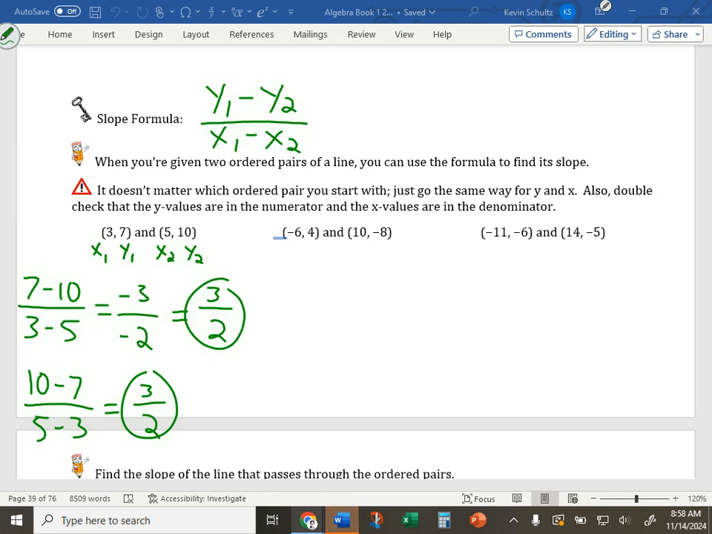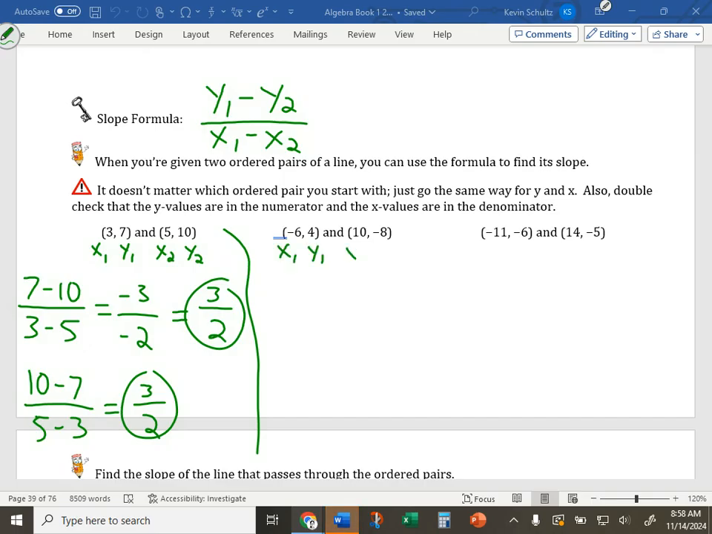As long as you go the same direction, 2 and 1, 2 and 1, or 1 and 2, 1 and 2, it doesn't matter which one comes first. What you can't do would be something like 7 minus 10 over 5 minus 3. That would not work, because that would be going 1 minus 2 and 2 minus 1.